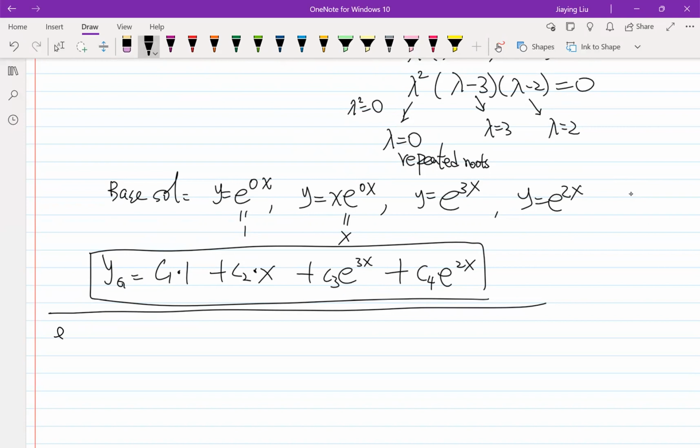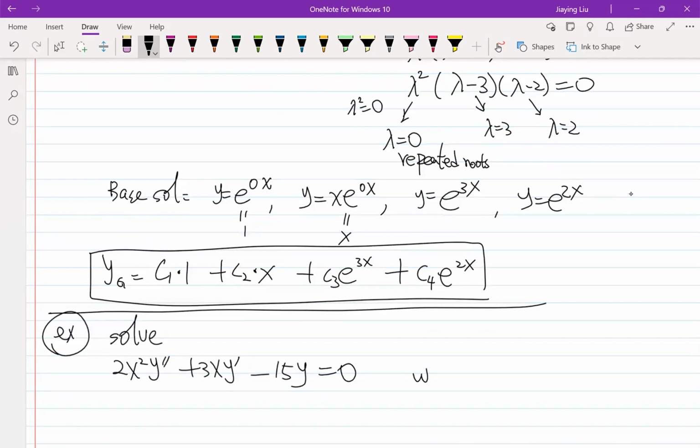I have one more example here, if you don't have more questions, which is we're going to solve this one: 2x squared y double prime plus 3xy prime minus 15y equals 0. We're only going to look at x positive, with initial conditions y of 1 equals 0, y prime of 1 equals 1.